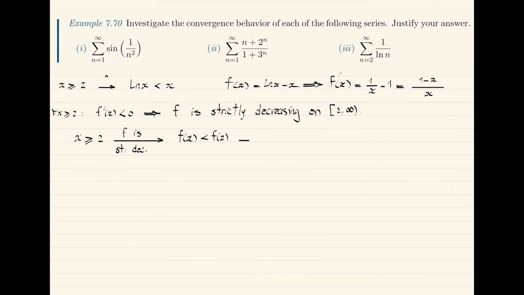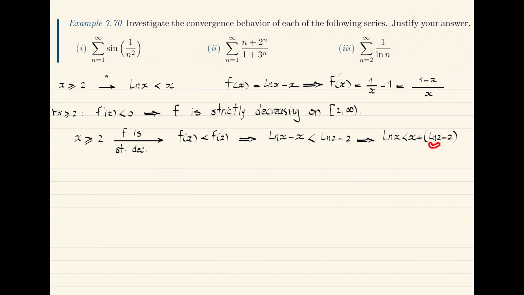But if I ask you what f of x is, it is simply ln of x minus x. And if I ask you what f of 2 is, you just replace x with 2 everywhere, so it becomes ln of 2 minus 2. Then I move x to the other side, so it means ln of x is less than x plus a number. That number is ln of 2 minus 2.